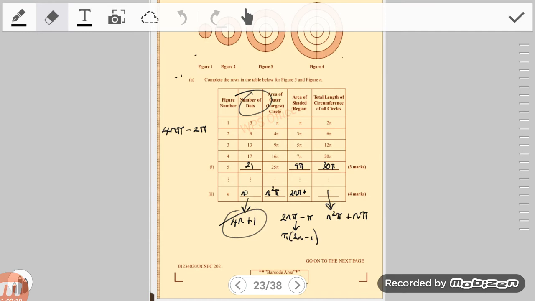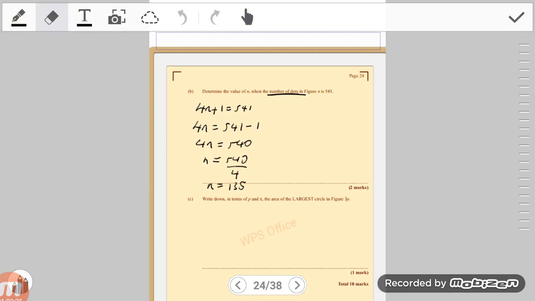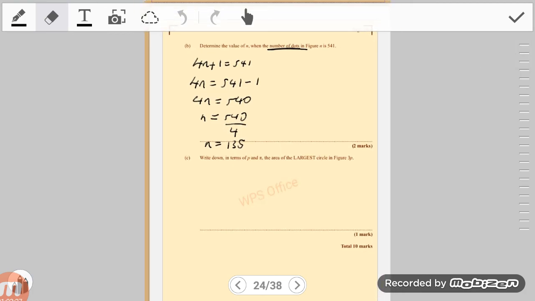Initially I think I had written this down simply because it came at me first, but the actual answer here is 4n plus 1. n plus 4 is just a little bit too inconsistent. So here we have it. That's the 135th figure.